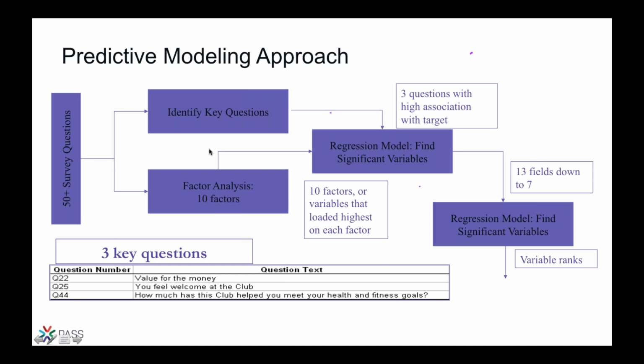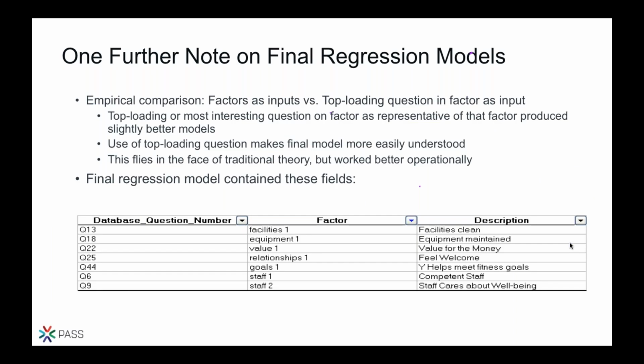And then we also had the 10 factors. And so we had 13 input variables. We did some variable selection through stepwise regression. We get down to 7 inputs, and we had our final models. So very straightforward modeling approach.